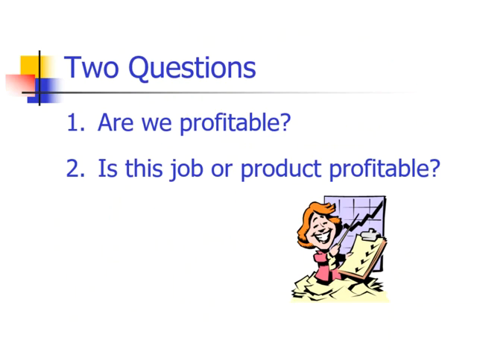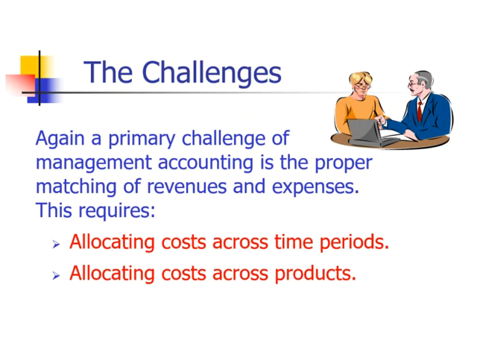So again, financial accounting is primarily geared towards answering that first question, are we profitable, which requires matching and allocating costs across time. And that second question, is this job or product profitable? That's going to be the focus of managerial accounting, which will require the allocation of costs both across time and between products.